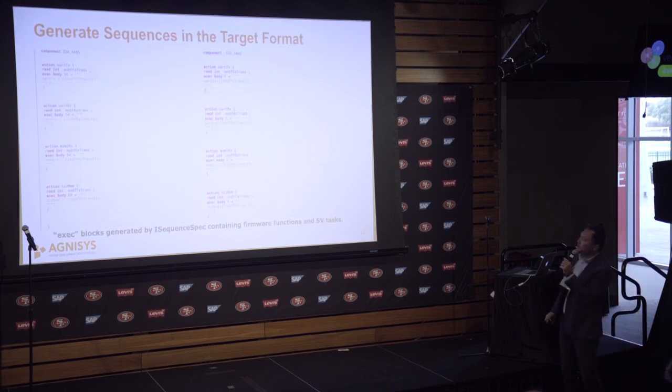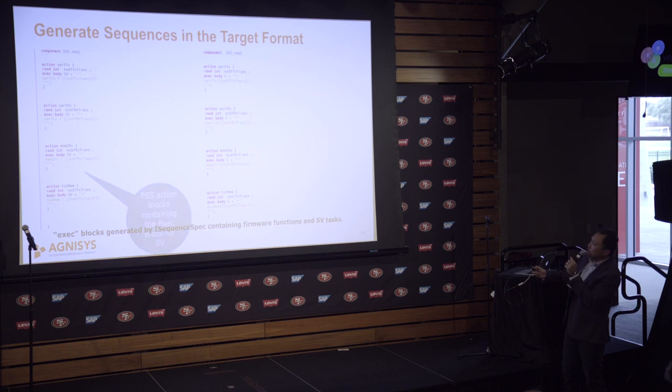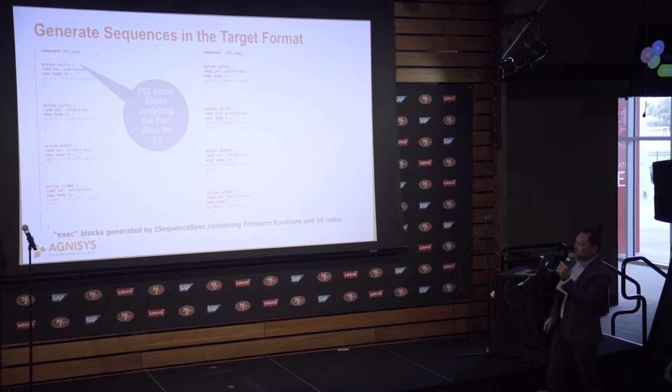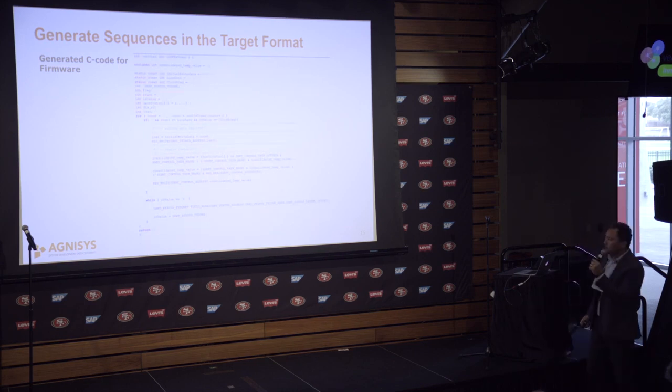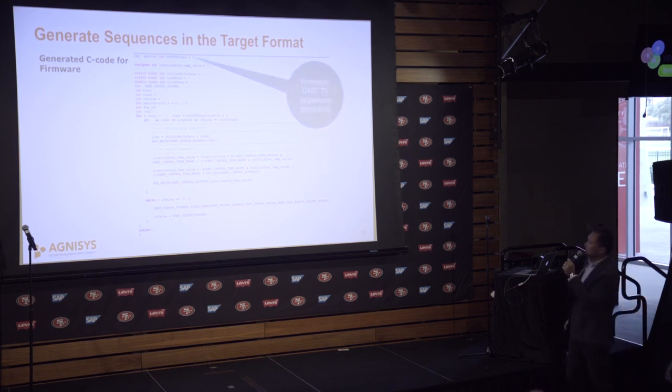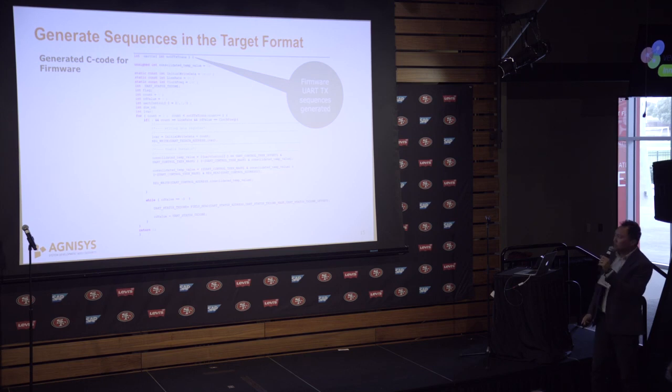So this is an example of generating the sequences in the target format. This file is actually the .pss. You can see the component ISS sequence there, and that's the action block, and you can see the header calling that UART TX and that mustache notation there. So we generate this file. We also generate this C code. C code is the target file format for the firmware. So you can see the generated code. This is the UART TX sequence generated. That's auto-generated code that could be used within the PSS tool.